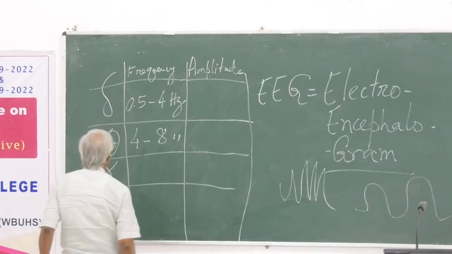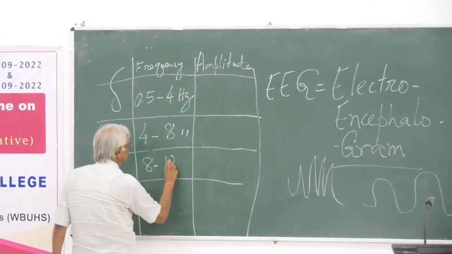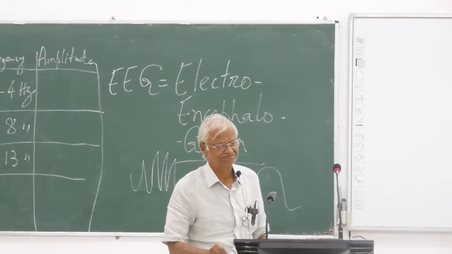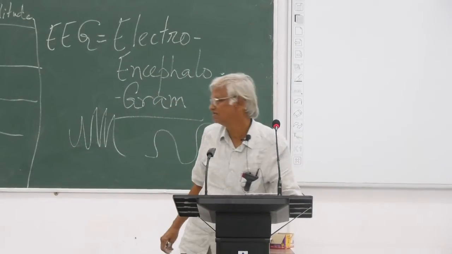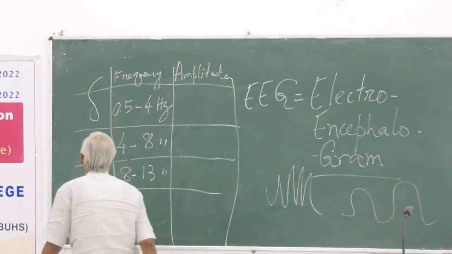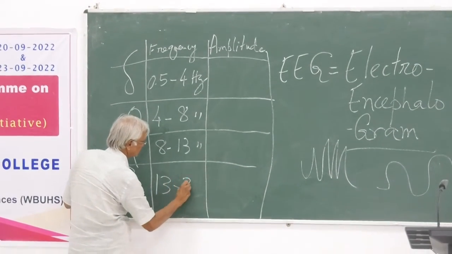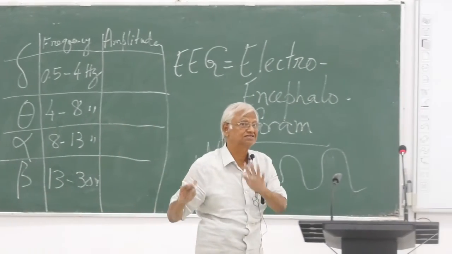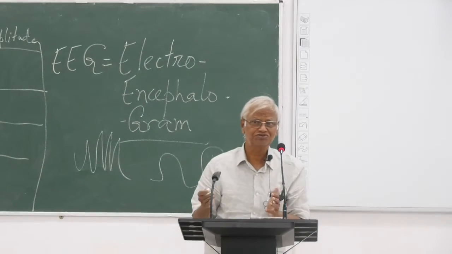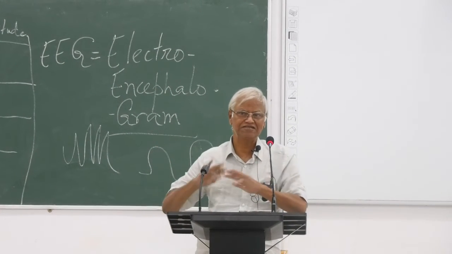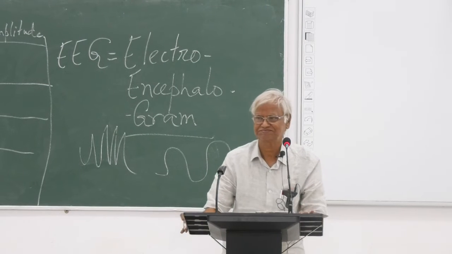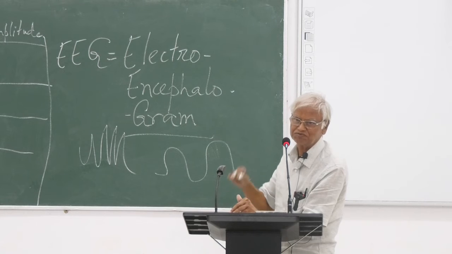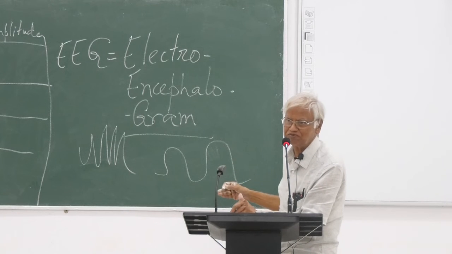If it is 8 to 13, alpha. More than 13 hertz, beta. Please write this chart, because unfortunately in books it is given differently and it is very confusing. So I have made it simplified. Delta, theta, alpha, beta, from slow waves to rapid waves.